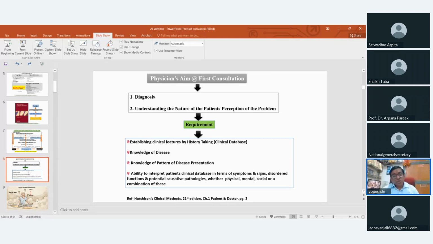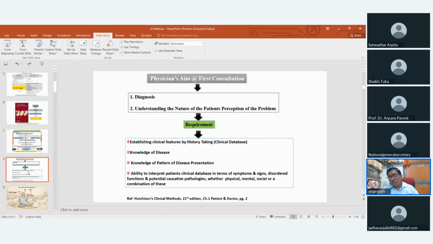Okay. So ability to interpret patient's clinical database in terms of symptoms and signs. Now he talks about the analysis and evaluation of symptoms and signs. Which are the disordered functions and potential causative pathologies? So which functions have been disturbed? Which are the possible pathologies that are there? Which are the causes that are there? And whether these causes belong to physical, mental, social, or a combination of these.